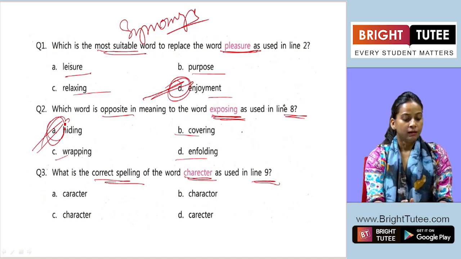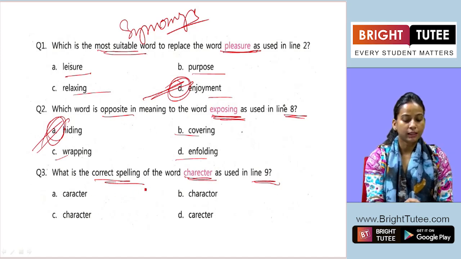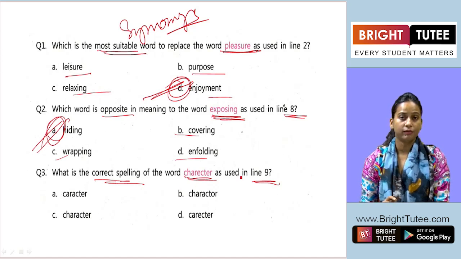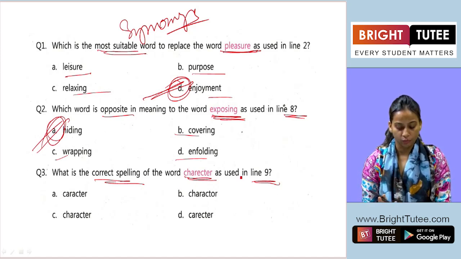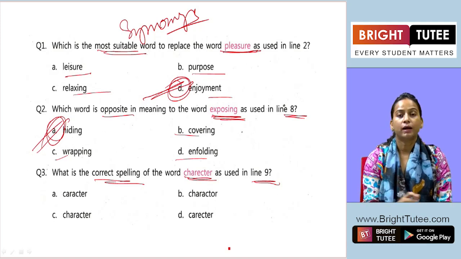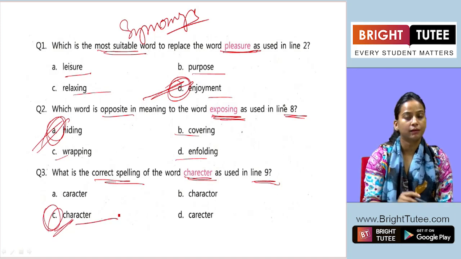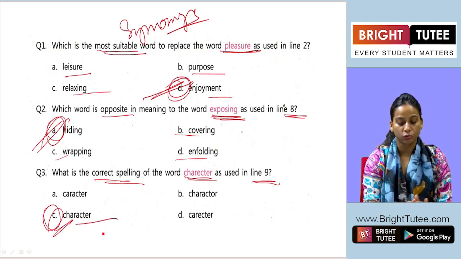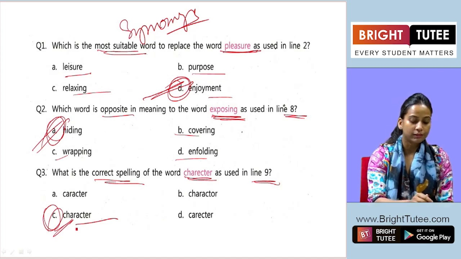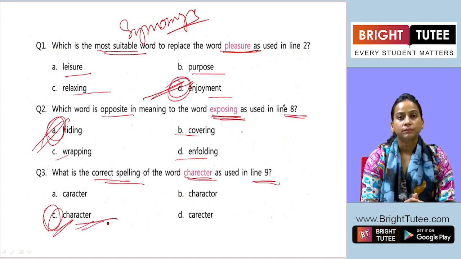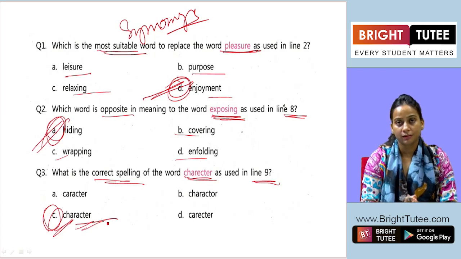Clear? Next, what is the correct spelling of the word character as used in the line? In line 9, we have seen the spelling of the character was not correct. So we have to find out which one is the correct spelling. So obviously, option C is the correct one. The correct spelling is given here, although the others look the same. But if you are good at vocabulary and spellings, you can easily get the answer to this one. So for question number 3, option C is the correct one.